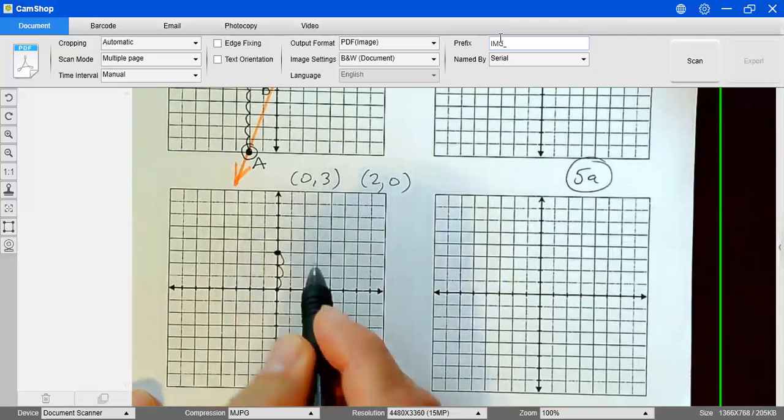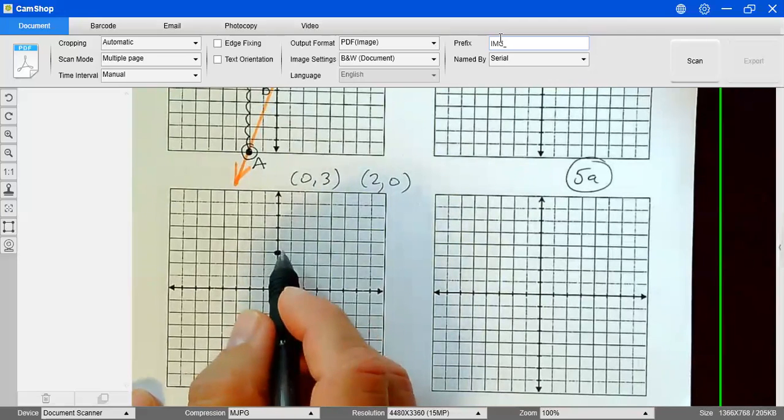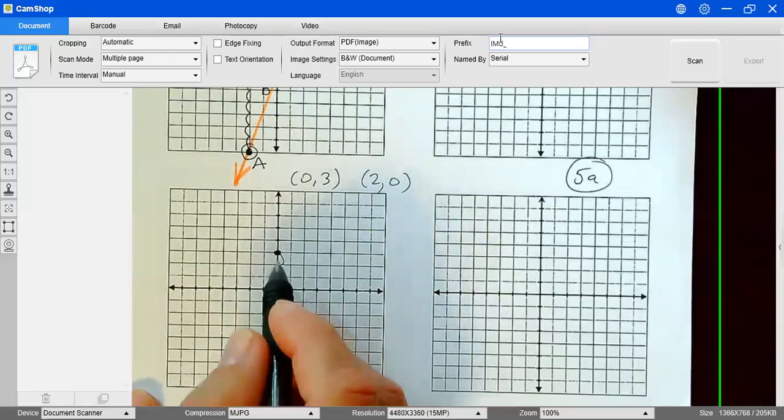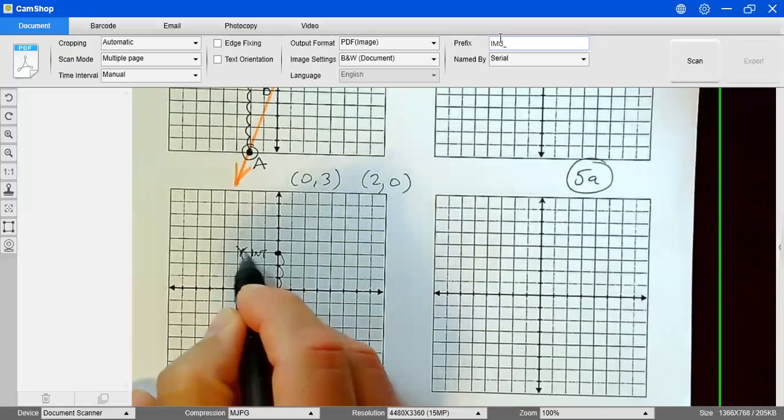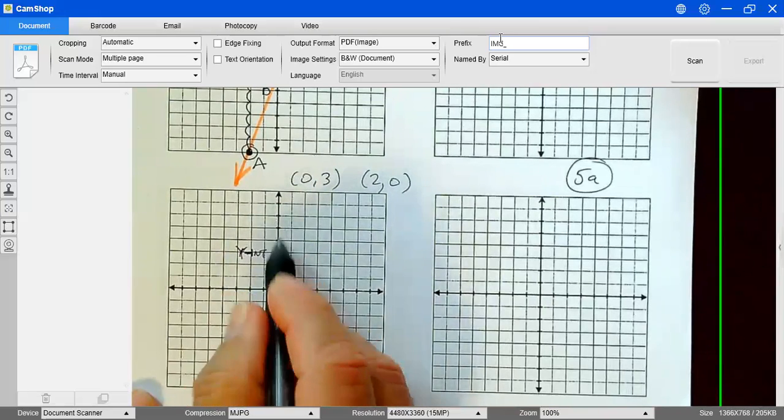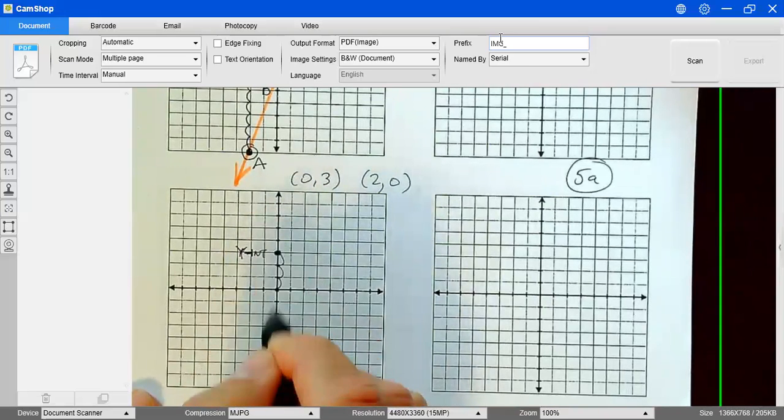So that's the first point. That's the y-intercept. The y-intercept is the intersection of the line with the y-axis.